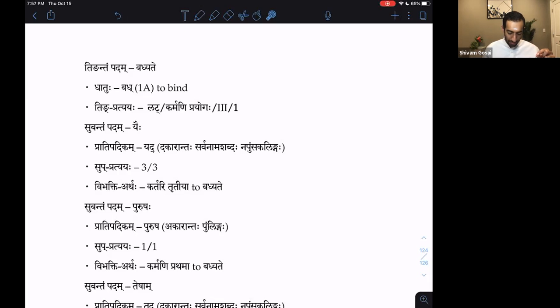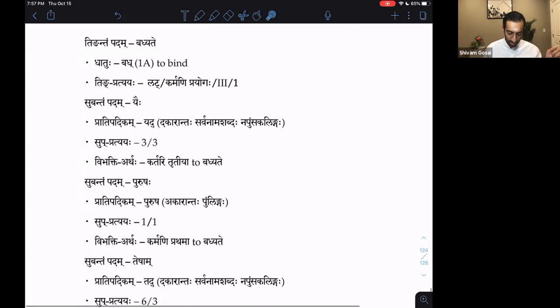So far we know the person is bound by which? So the binding agent is this yad. So the person is bound by which objects, right? We don't know, there are multiple of them. It's plural.